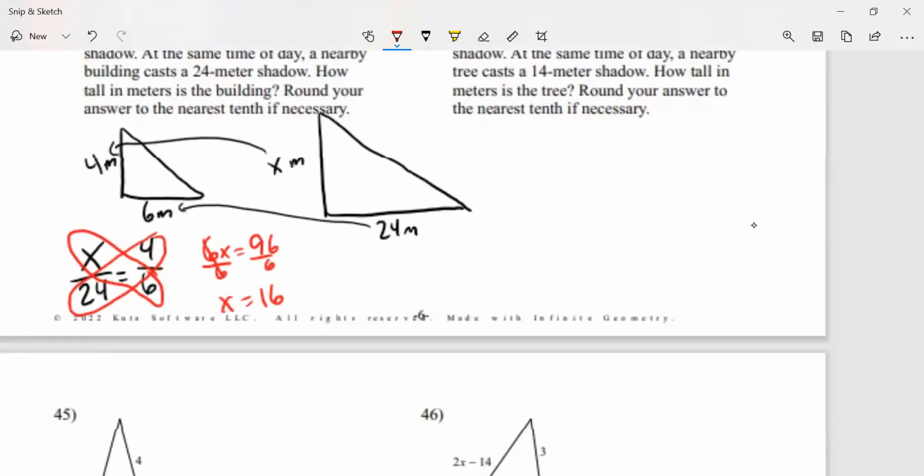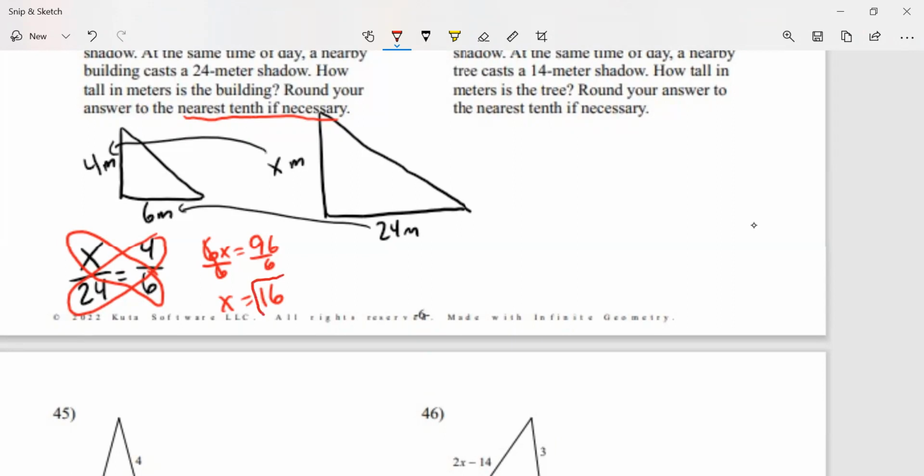That's it. Now, keep in mind, it says round your answer to the nearest tenth if necessary. Some of my answers will be decimals, and I'm going to have to round them. Some of them will just be a whole number. In this case, 16 meters. There you go.